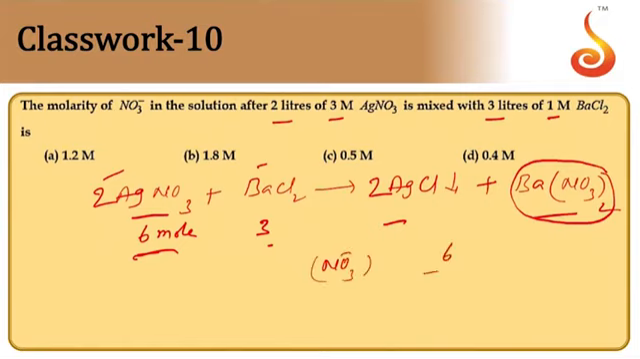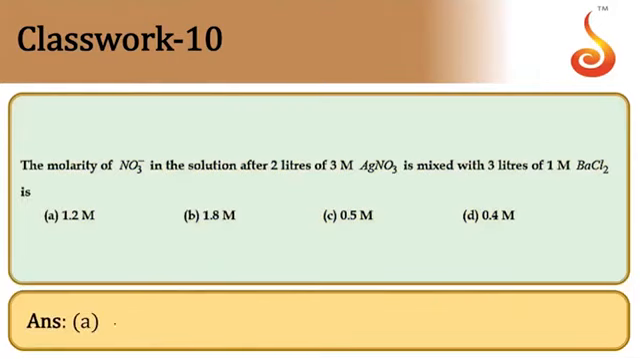So the volume of the entire solution is equal to 2 liters and then 3 liters here. Altogether we have 5 liters. So molarity, the concentration, is equal to the number of moles of NO3 minus ions by total volume, 6 by 5. It comes to 1.2. So the answer is option A. The 10th one is option A.